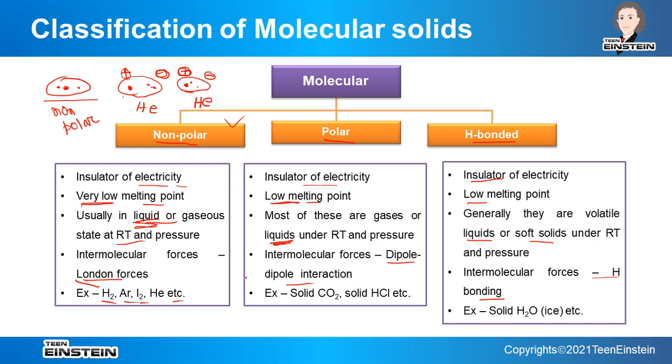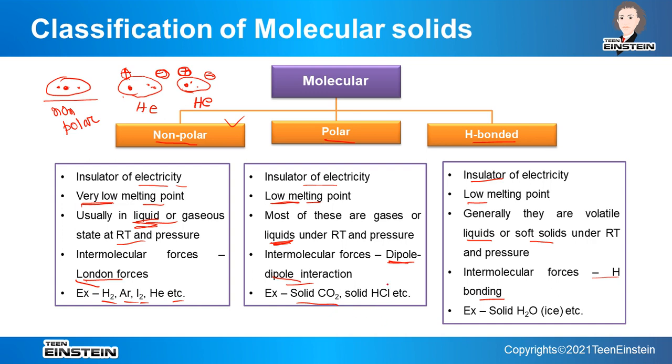Fine. Now when it is polar, there is dipole interaction. For example, solid HCl, solid CO2. Now see, we have written solid HCl. Why? Because under normal condition it is not solid, but when we keep it at low temperature, then it will be solid, and then it will act as a polar molecular solid. So that is why we have written solid HCl. Similarly, solid CO2. CO2 under normal condition is a gas, but we can make it solid by decreasing temperature. Under that condition, it will behave as a polar molecular solid.